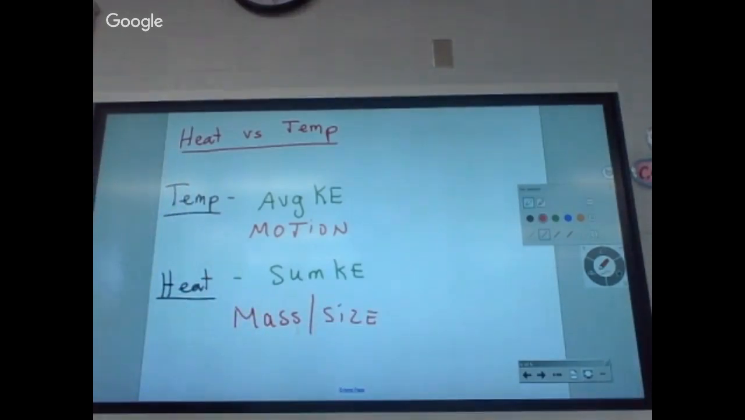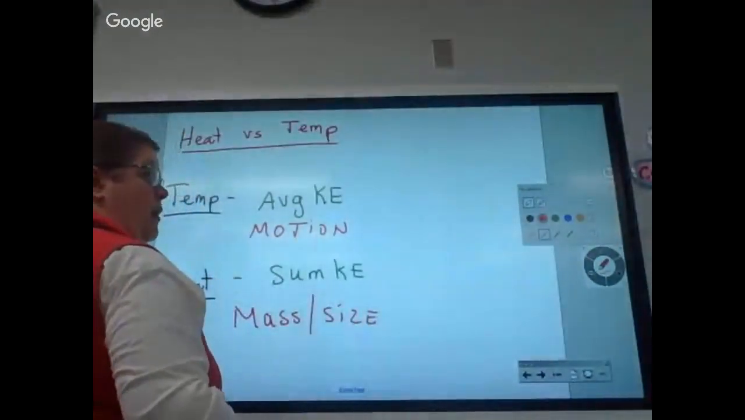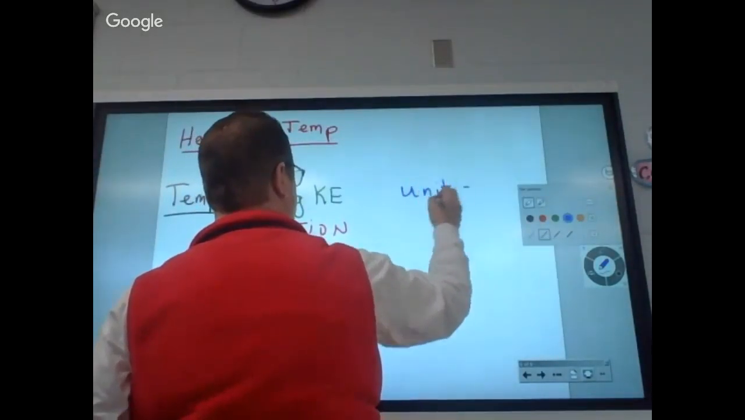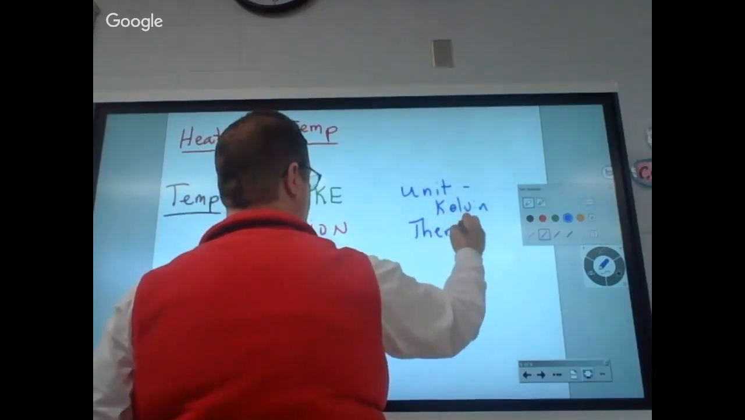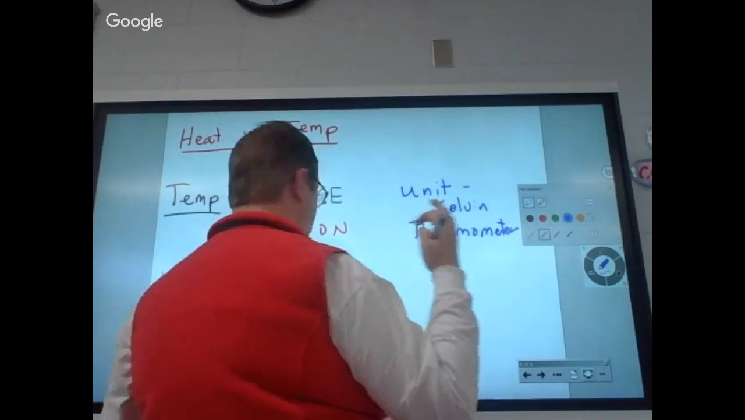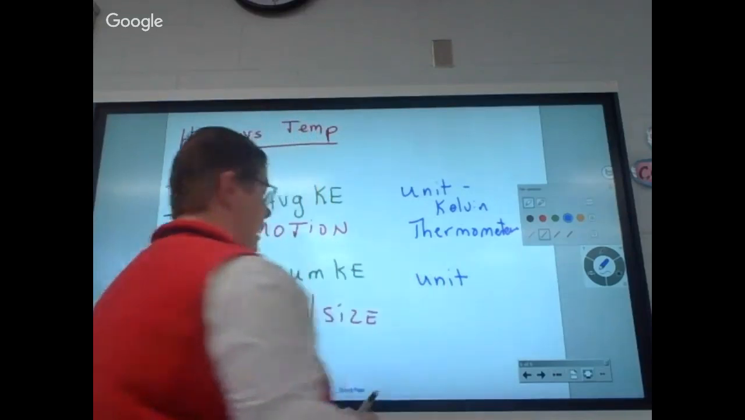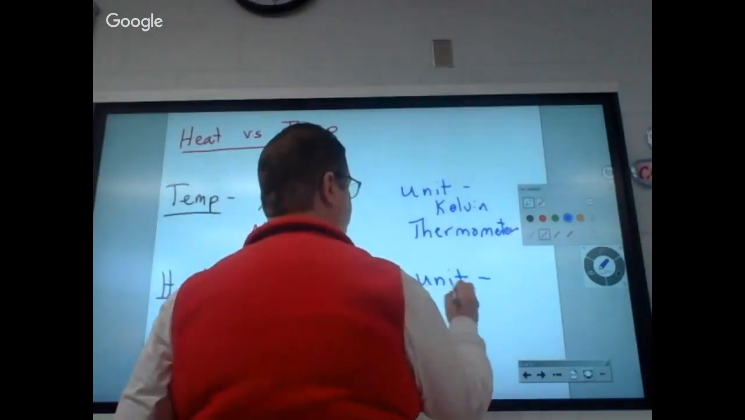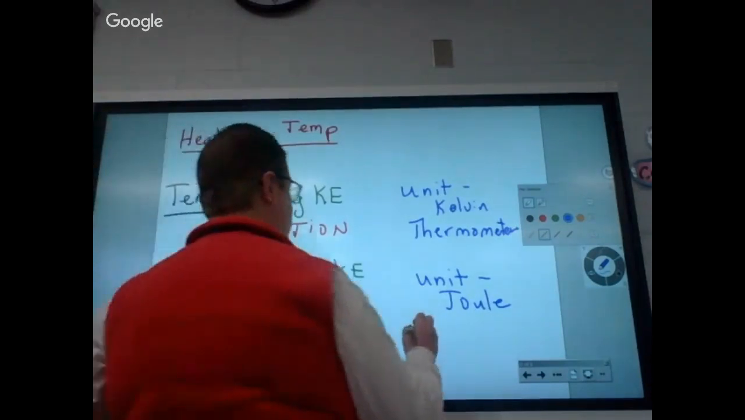Now, from there, we talked about units and equipment. The unit for temperature was kelvins. The equipment that we were going to use was the thermometer. And the unit that we're going to use today when we calculate, which is what we're getting ready to talk about, for heat is the SI unit, which is the joule. Here in the United States, we use the calorie, and the equipment is the calorimeter.